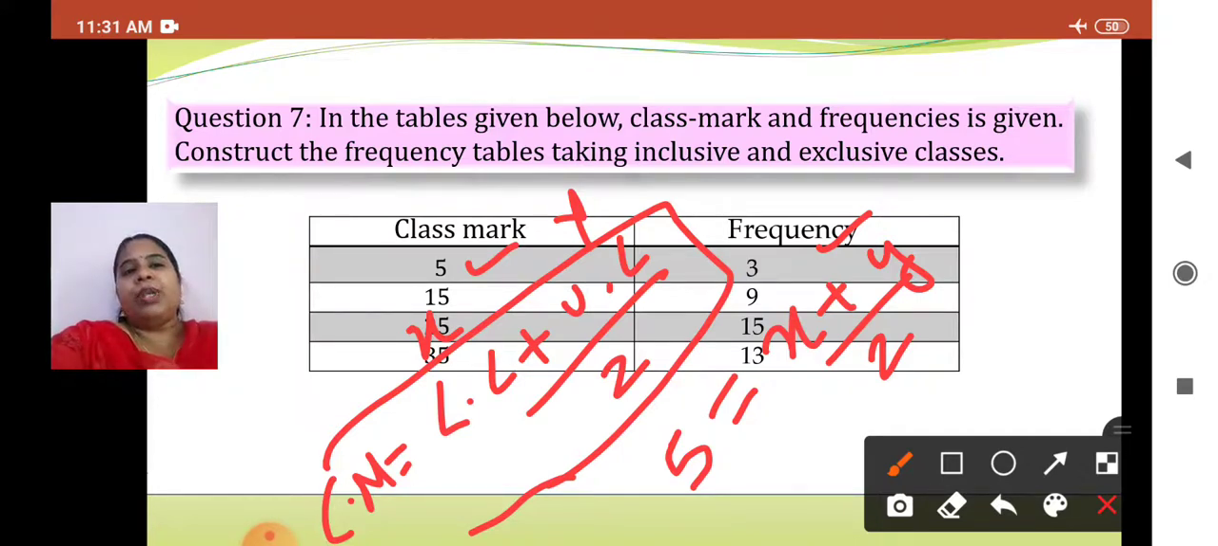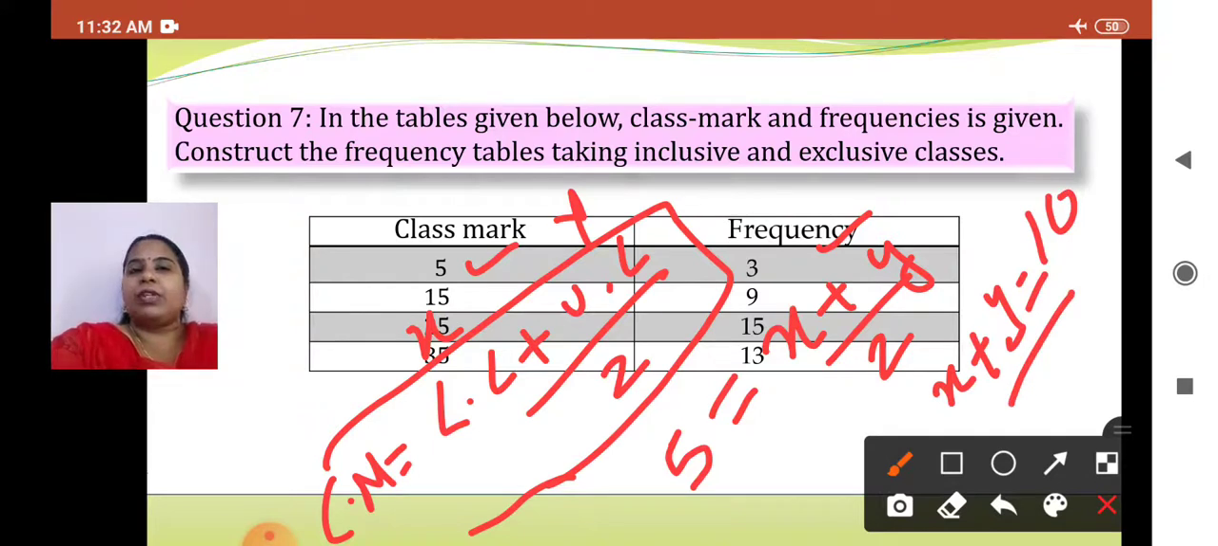Then as per the formula, lower limit plus upper limit upon 2, so we will write it as x plus y upon 2. From here I can get equation number 1 as x plus y is equal to 5 2s are 10. This is my first equation. I hope this sum is understood till here.